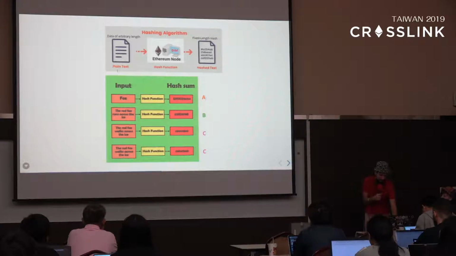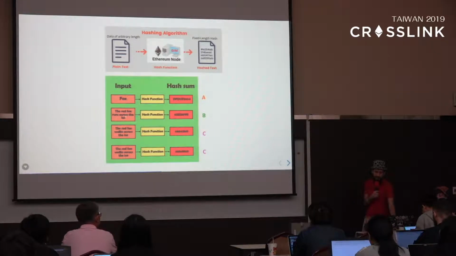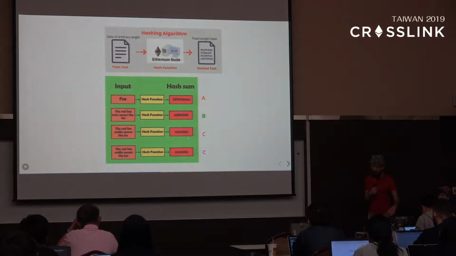So if you have a text as input, you get a hash. That's a small piece of data. If you take a different text, you get a different piece of data. Now this sentence says the red fox runs across the ice, and this one says the red fox walks across the ice. It's a small difference, but the fingerprint is different. But if you take the same text twice, it gives you the same fingerprint. Now how's that used?